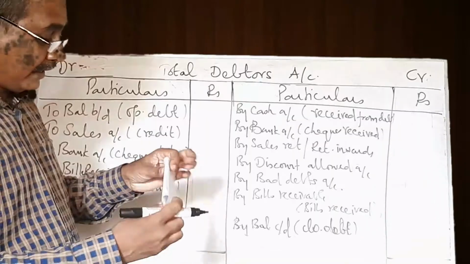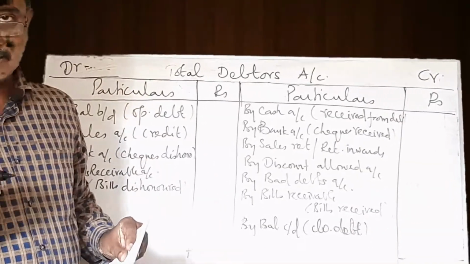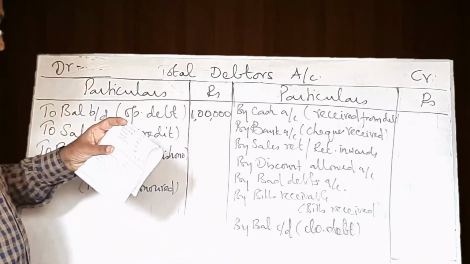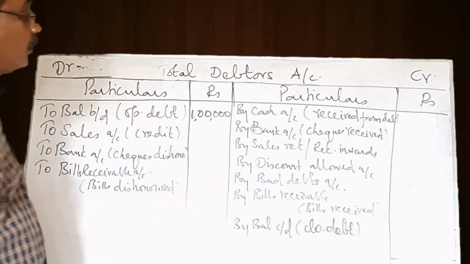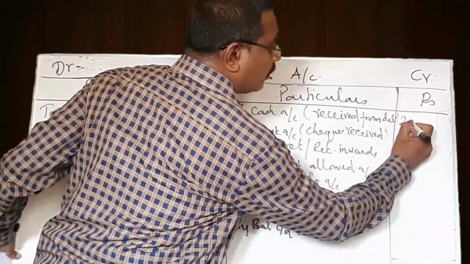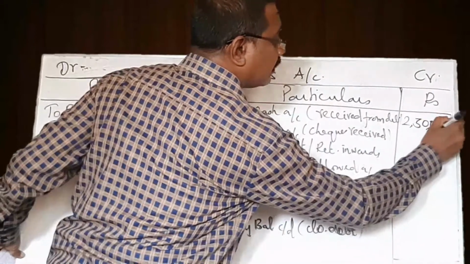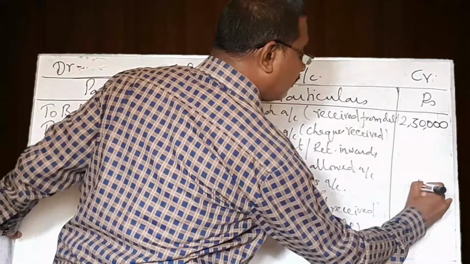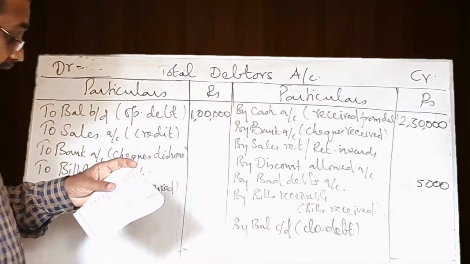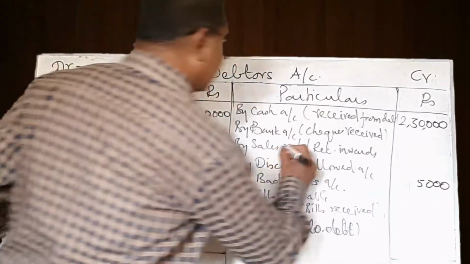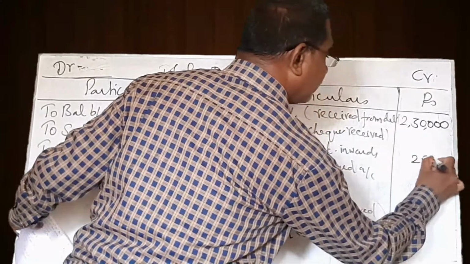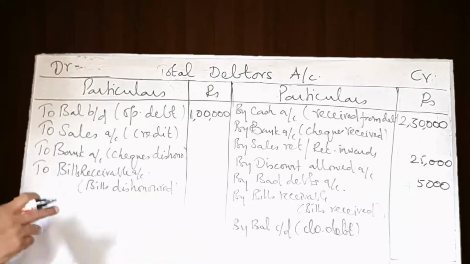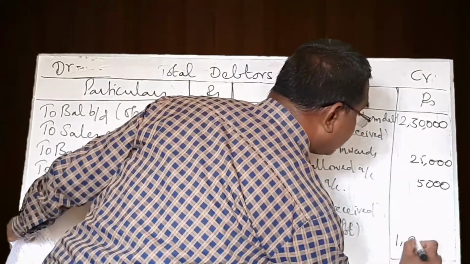Shall we do the sum? Debtors on 1st April 2018, that is the opening debtors. That comes to 1 lakh rupees. I write it in the opening debtors place. And then cash receipt from debtors 2,30,000 by cash account. 2,30,000. And discount allowed 5,000. Here is discount allowed 5,000. And then returns inwards 25,000. That is sales return 25,000. And then debtors on 31st March, that is closing debtors, that comes to 1,20,000.